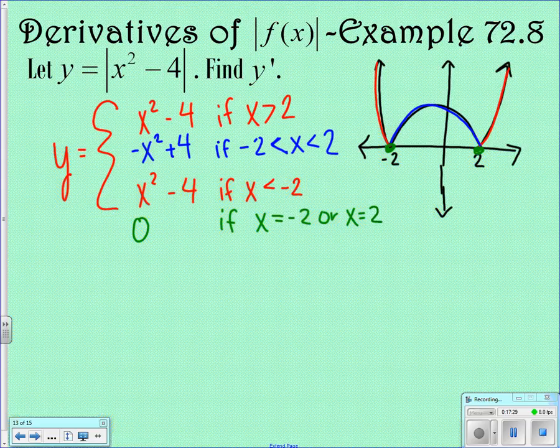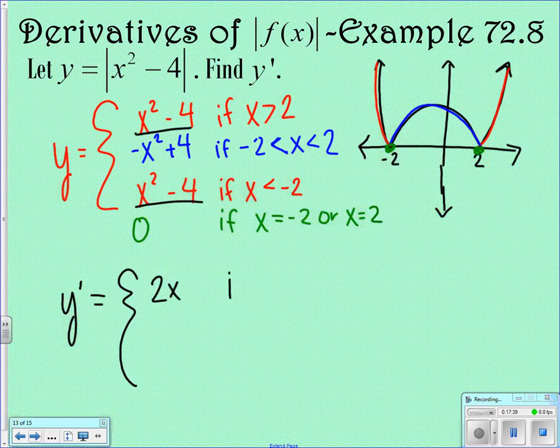And so now we need to take the derivative. This function and this function are the same. The derivative of those would be 2x. And we can actually write it if, instead of saying x is greater than 2 and x is less than -2, we can just say if the absolute value is greater than 2. So that's probably how you'll see it instead of having it split as these separate two pieces.